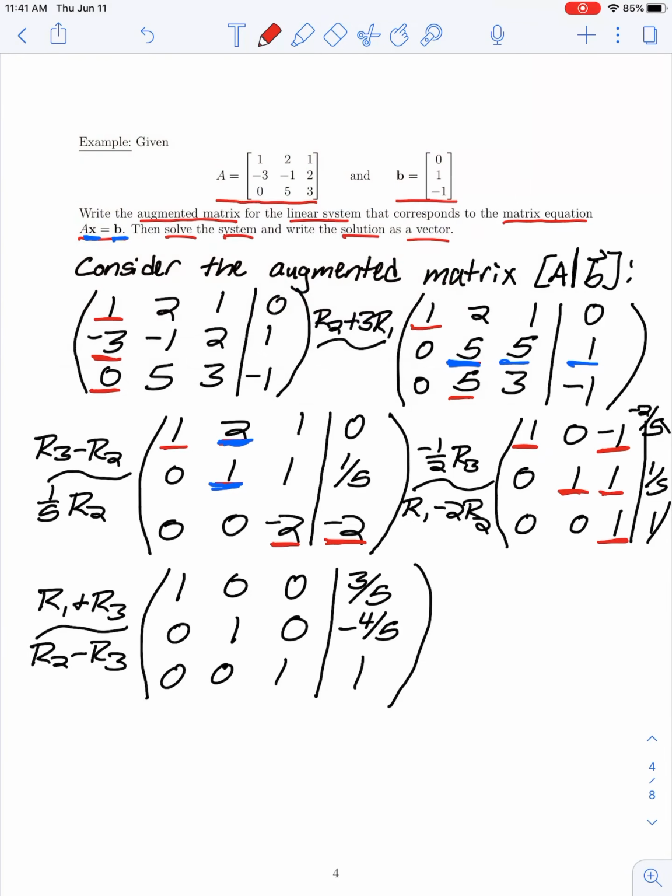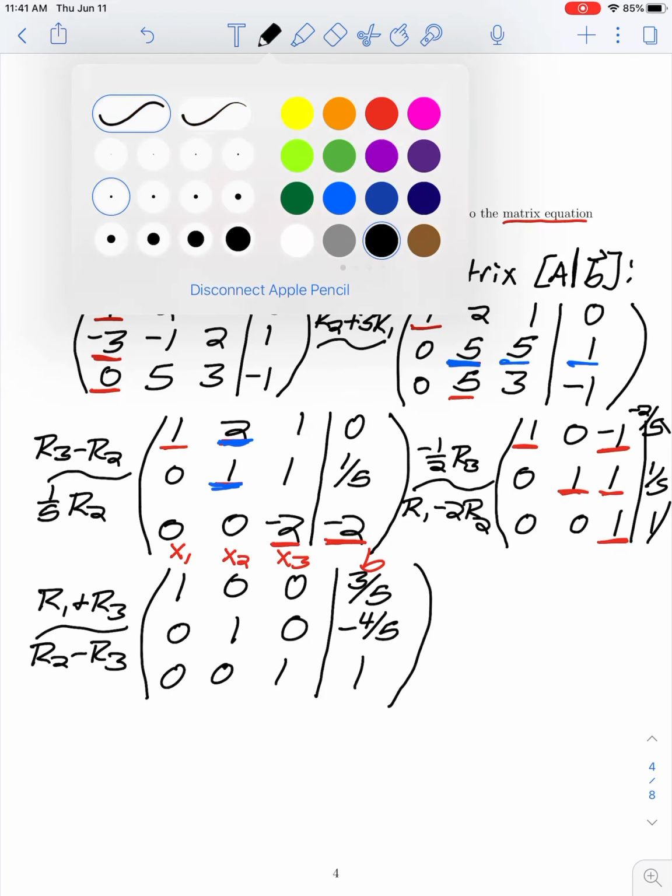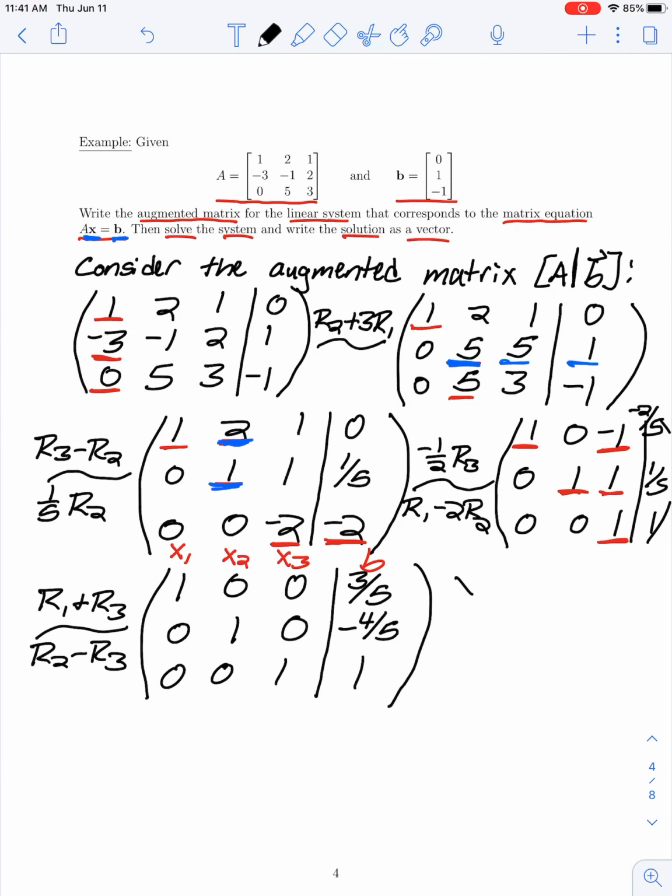Recall that these entries in our augmented matrix are the coefficients for these unknown variables, x1, x2, x3, and in general some constant b. So our first row of this augmented matrix says that 1x1 is equal to 3/5. Our second row says 1x2 is equal to negative 4/5. And our third row says that 1 times x3 is equal to 1.